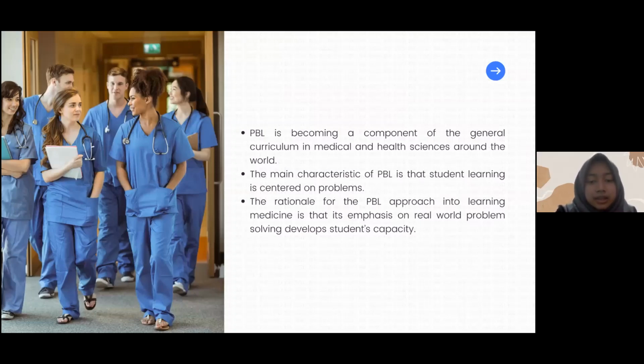The main characteristic of PBL is that student learning is centered on problems. Students work in small groups to identify what is needed and learn to solve problems. Meanwhile, the teacher acts as a facilitator. And the rationale for the PBL approach in learning medicine is that its emphasis on real-world problem-solving develops students' capacity for clinical reasoning, and facilitates acquisition of both basic and clinical sciences in a way that allows retention and transfer to clinical assignments. Next.